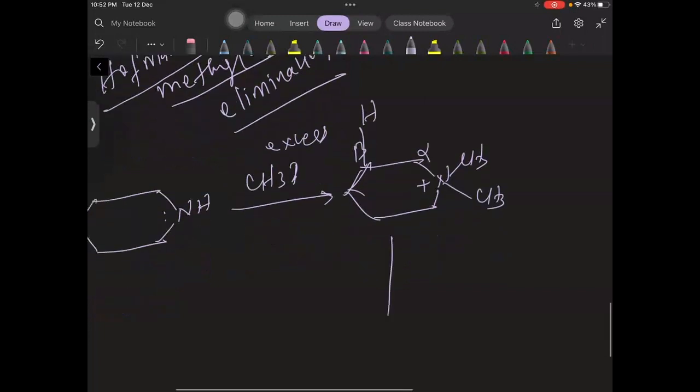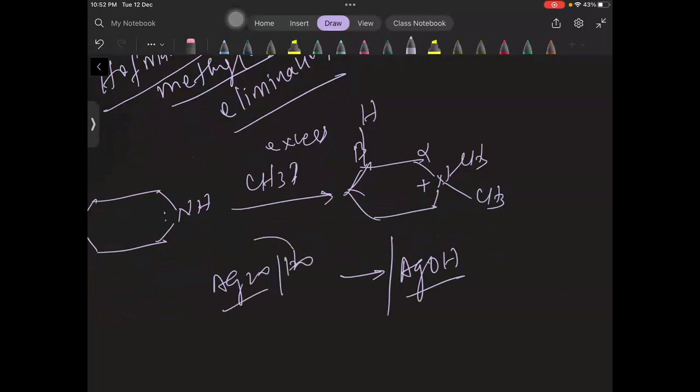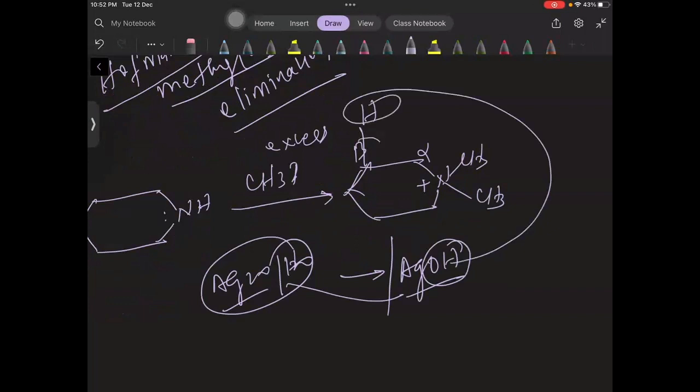Now we'll take AgOH, silver hydroxide. How do you get silver hydroxide? When Ag2O is reacted with water, it will form AgOH. Now student, OH is the base. So this OH will attack the hydrogens, and the lone pair of electrons will come onto these positions.